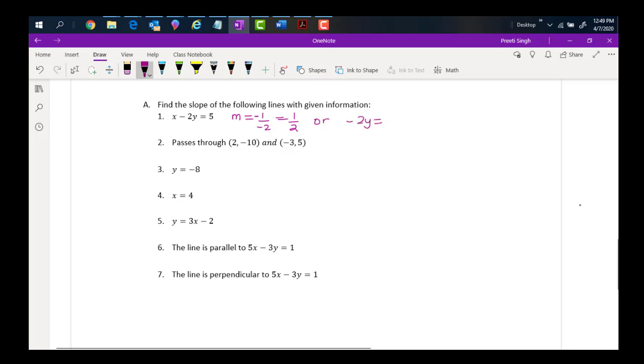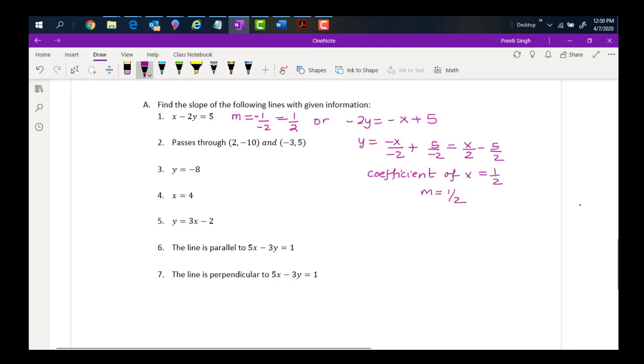-2y equals -x plus 5. I subtracted x from both the sides. Now I divide by a -2. So y equals -x by -2 plus 5 over -2, which is same as x by 2, or 1/2 x, -5 over 2. So what's the coefficient of x? The coefficient of x here is 1/2, right? So the coefficient of x is 1/2, and so the slope is 1/2.